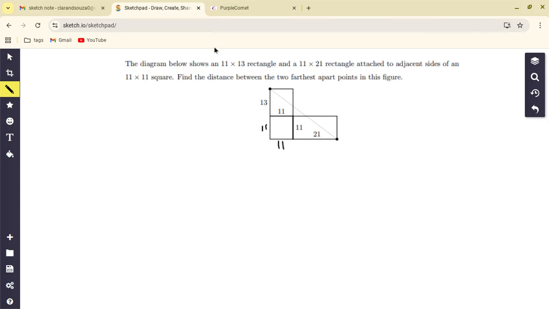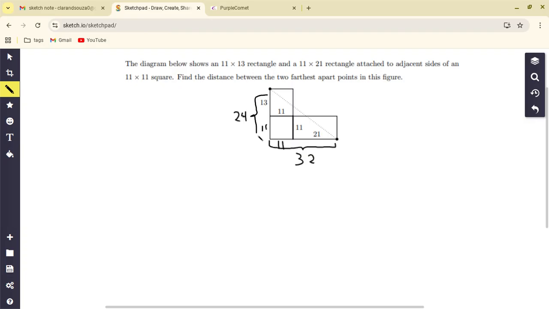Okay. So now that we know that, we can tell that this whole side on the left here is 24, and this whole side at the bottom here would be 32 because we added up the two numbers. 13 plus 11 is 24, and 11 plus 21 is 32, which means that this whole thing are those numbers respectively.